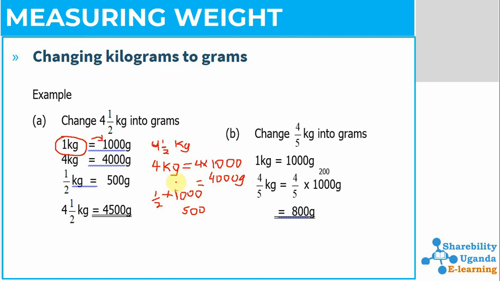So that means now we shall add them, because this was 4.5, and if your half is this and the 4 is this, then we add them. We say 4,000 grams plus our 500 grams shall come up with our 4,500 grams.